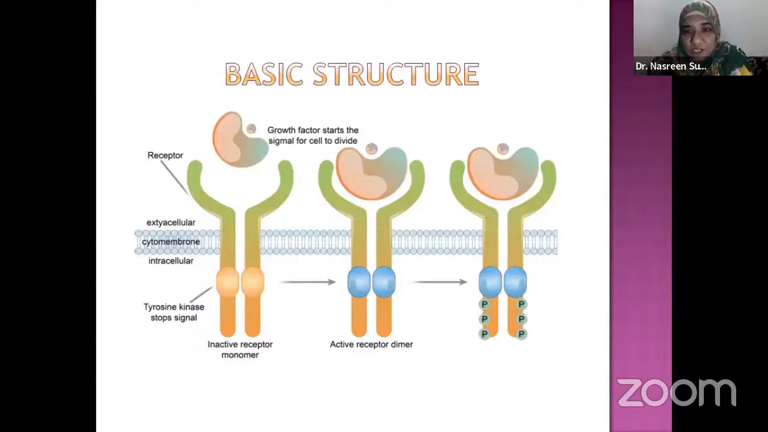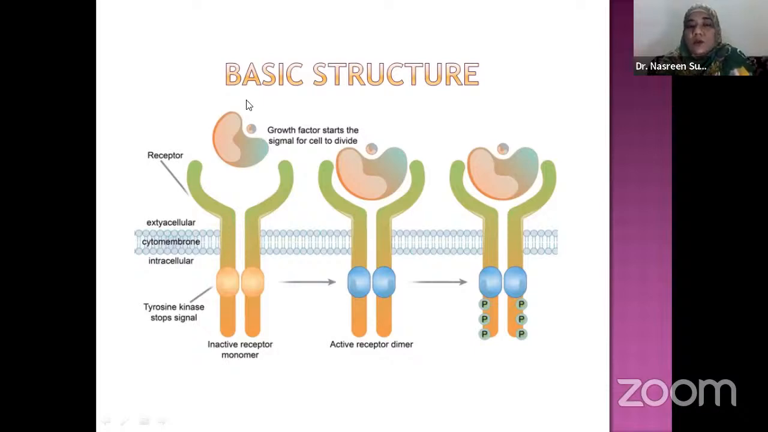Now, this is the basic structure of tyrosine kinase linked receptor. They are having extracellular domain. This is outer domain, and this is intracellular domain, and there will be alpha and beta units. The one which is chains, these are called as.